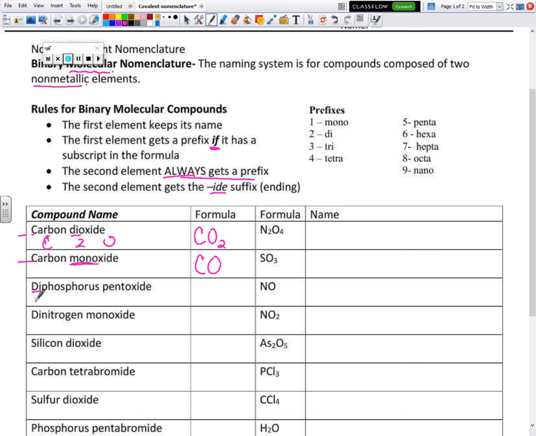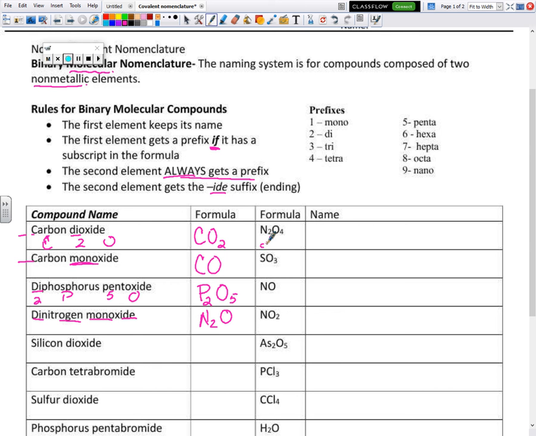The prefix di means 2, phosphorus is P, penta is 5, oxide is oxygen, so it's P2O5. Please remember that compound formulas have symbols and subscripts. Be intentional with your uppercase and lowercase letters. One more, dinitrogen is N2, monoxide, O. Dinitrogen monoxide.